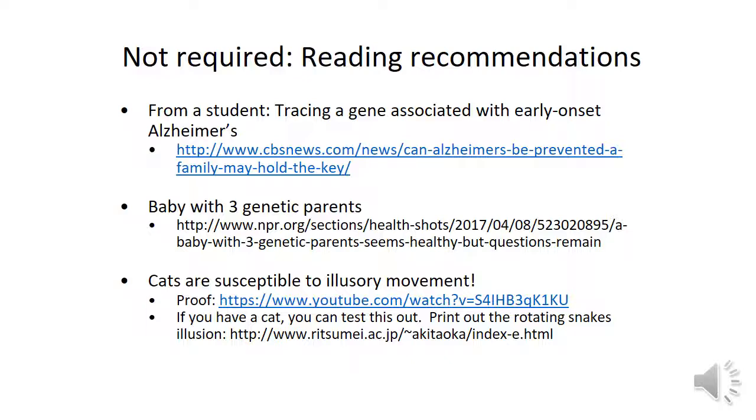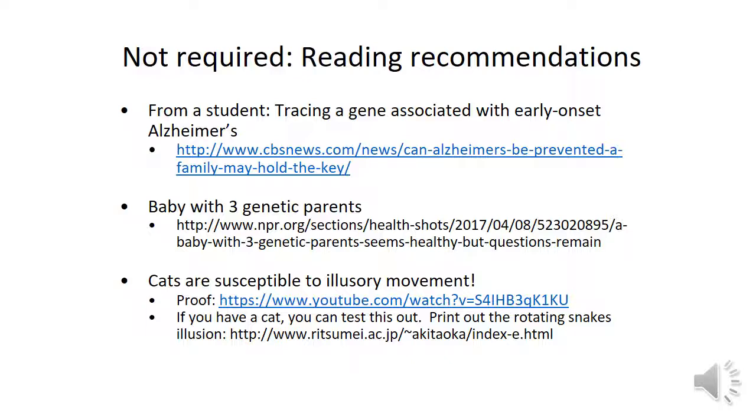Some reading recommendations. A student from this class brought my attention to this interesting article from CBS News where they were tracing a gene in a family that's associated with early onset Alzheimer's. You might not be able to watch the video, but you can at least look at the transcript. It's a really interesting story. As well, there was a recent story on NPR about a baby with 3 genetic parents. And finally, I found out this week that cats are susceptible to illusory movement.